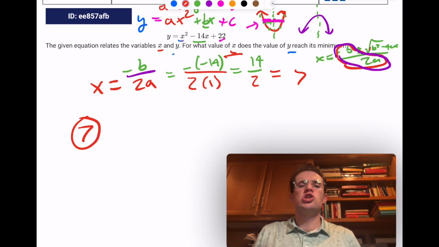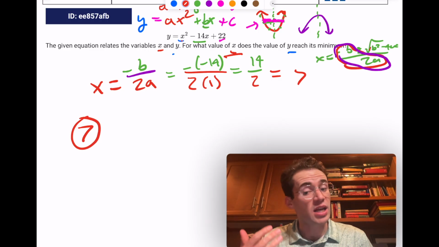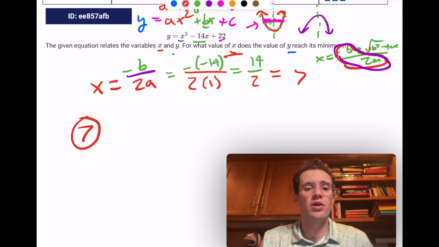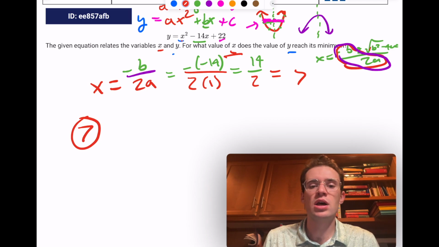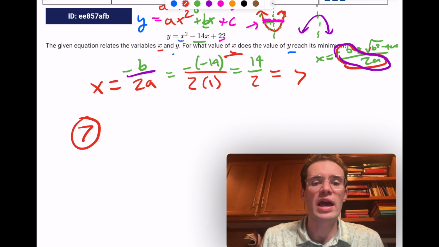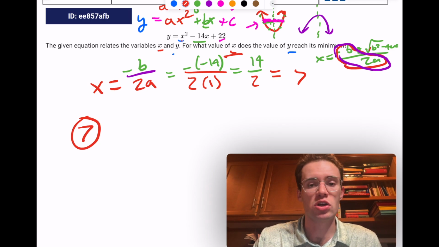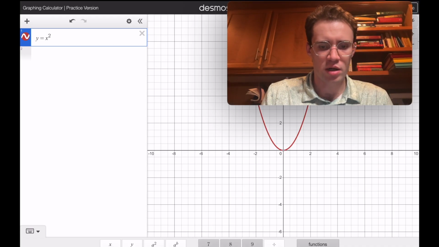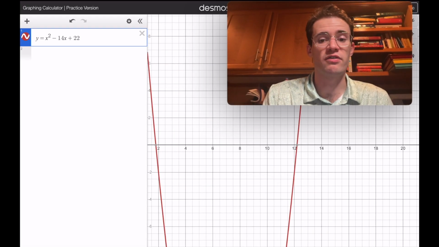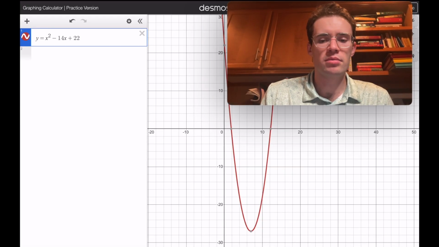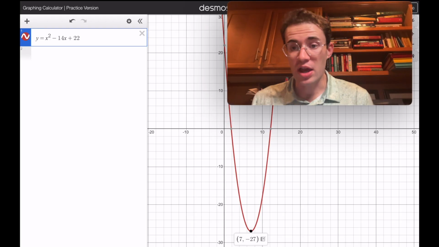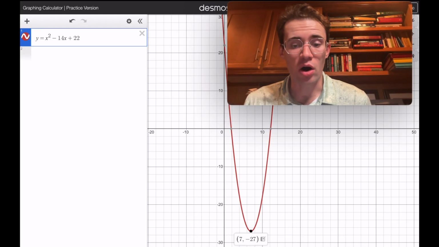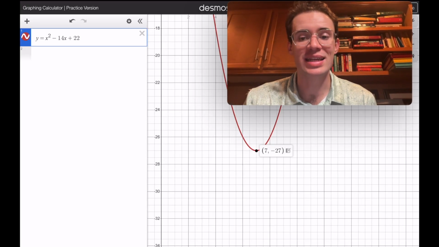And for these, since you do get Desmos, the way to check it, or how a lot of students would probably just do it right from the get-go, although if you know to do this quickly, you could probably do it faster than most people could type into Desmos. But we can go to Desmos and type in our equation, y equals x squared minus 14x plus 22. The plus 22 won't actually affect where that is. But we look here: 7 comma negative 27. So that's the minimum point. The y value of the minimum point is negative 27. Again, we didn't need that. All we needed was this x value, which again is 7.